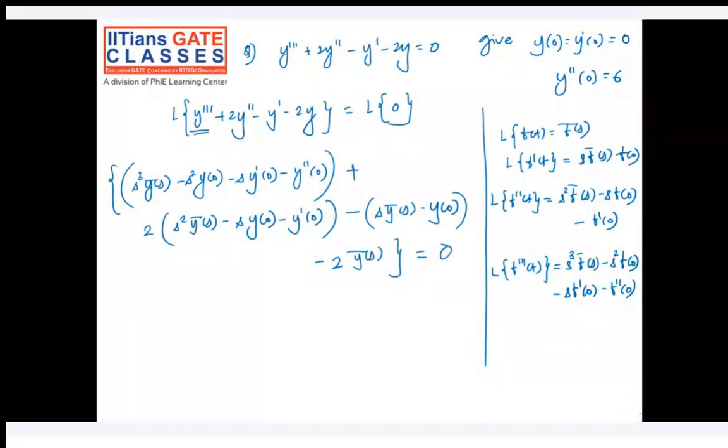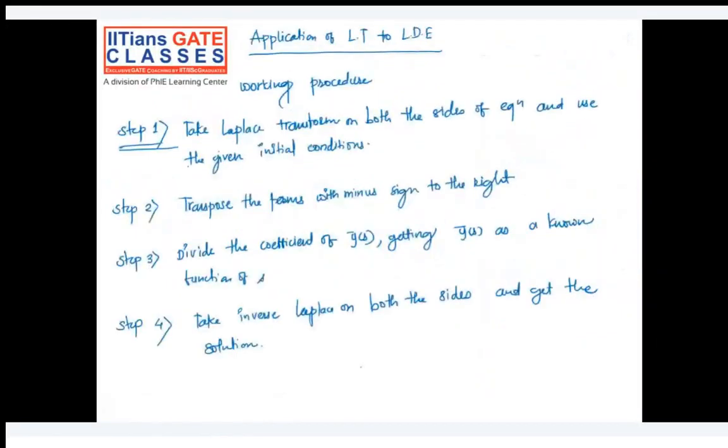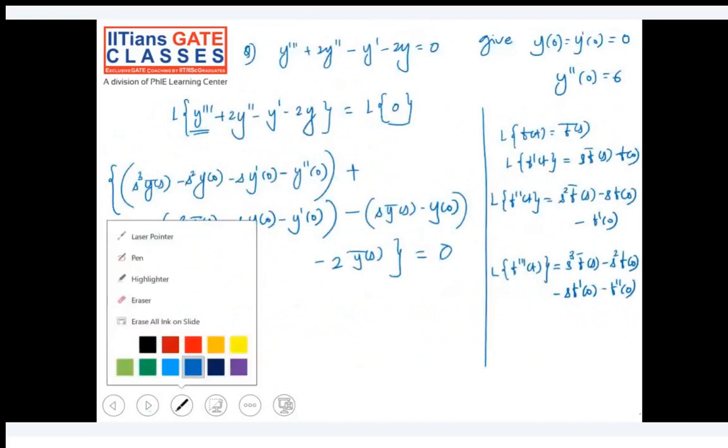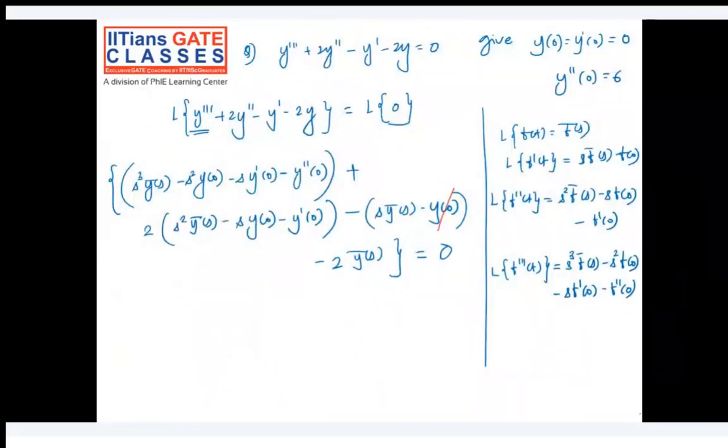This is our first step, and it is halfway done, because they are saying to use the initial conditions. We have taken the Laplace transform on both sides, but now you have to put in the initial conditions, and then the first step will be completed. What are the initial conditions? y of 0 is 0 and y dash of 0 is 0. And what is y double dash of 0? y double dash of 0 is 6.